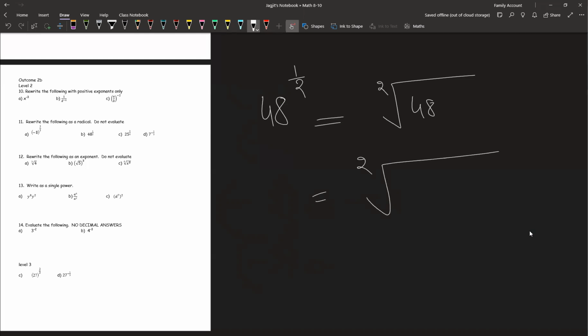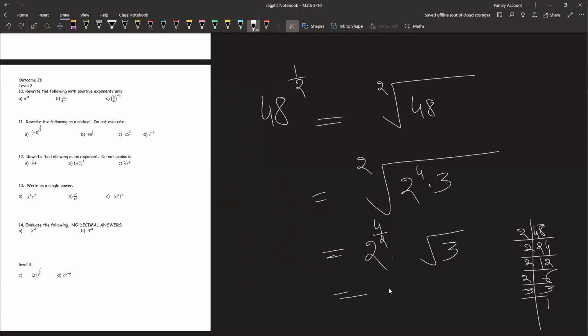Okay, if you factor 48 fully, divided by 2, you get 24. Divided by 2, you get 12. Divided by 2, you get 6. Divided by 2, you get 3. And divided by 3, you get 1. So that will become 2 to the power 4 times 3. So 2 to the power 4 comes out, and it'll be power inside over the root. And inside the square root, you just have that. 2 square is 4. That becomes 4 square root 3.